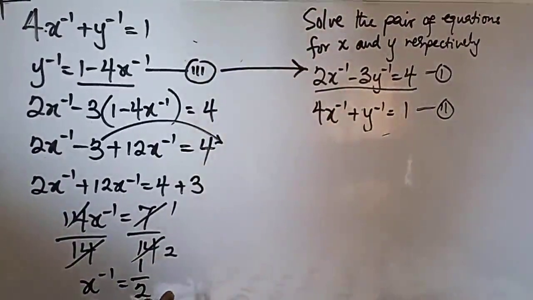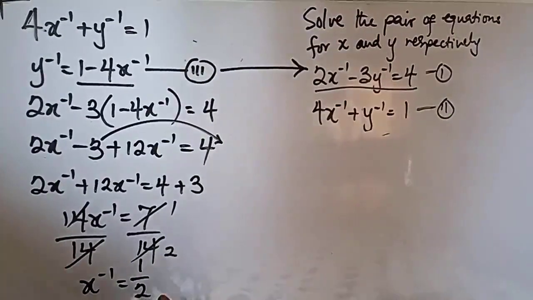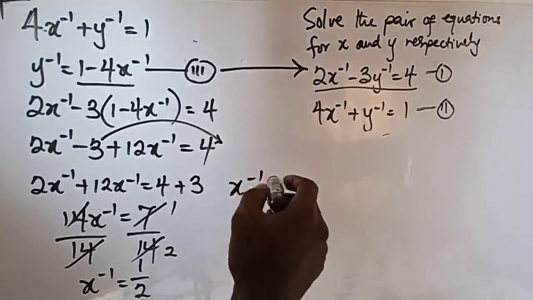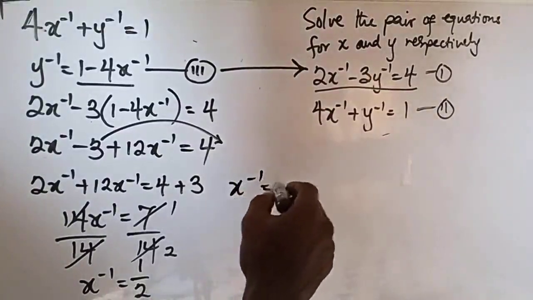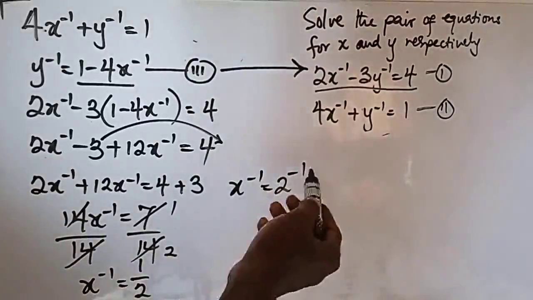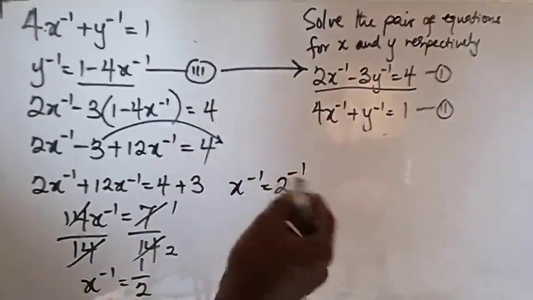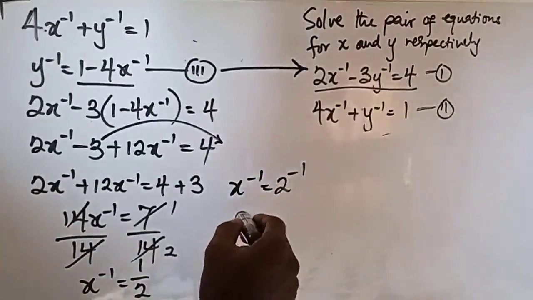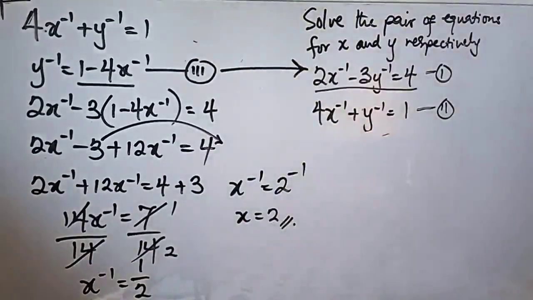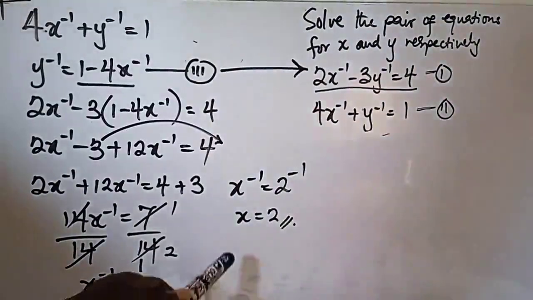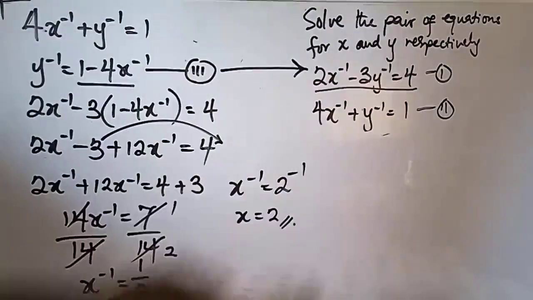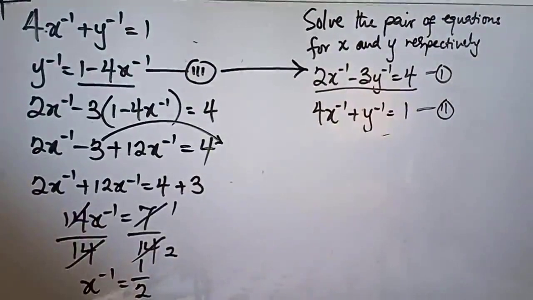Now we know in indices you can change this fraction to indices. So here we have that x raised to power minus 1 equals to 2 raised to power minus 1, and you can see we have similar powers here. So at the end of the day, you can now say that x equals 2. All right, now that we've gotten our answer for x equals 2, now let's solve for y.